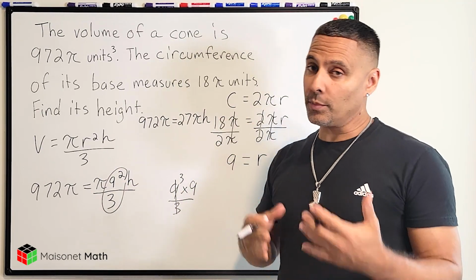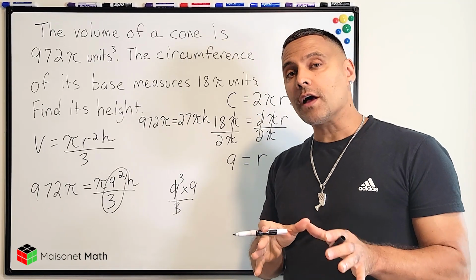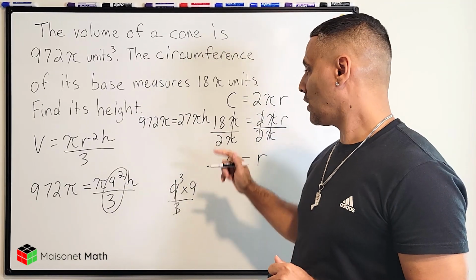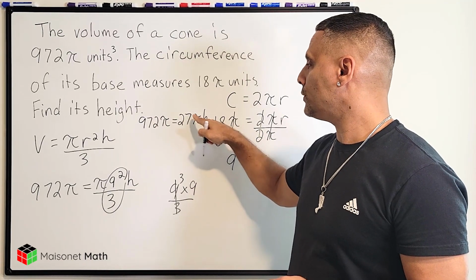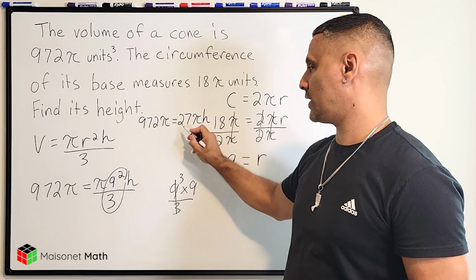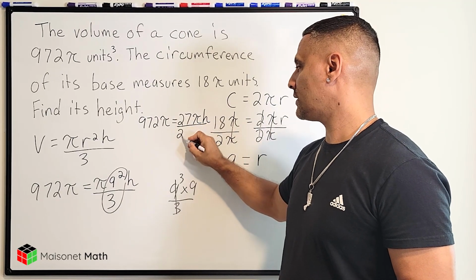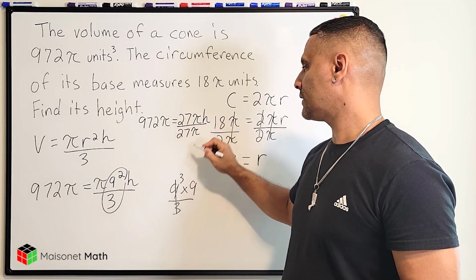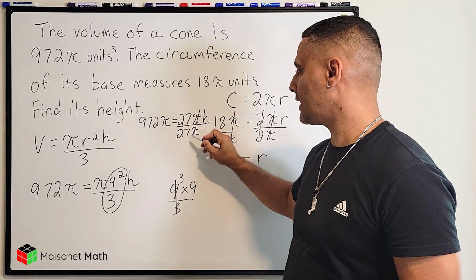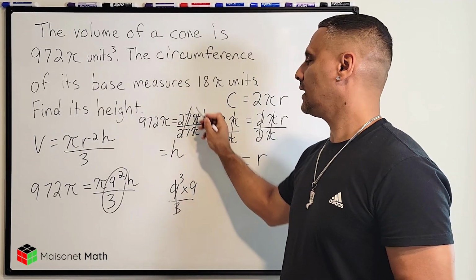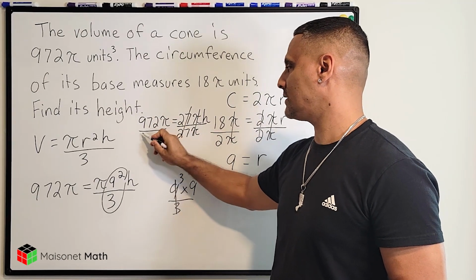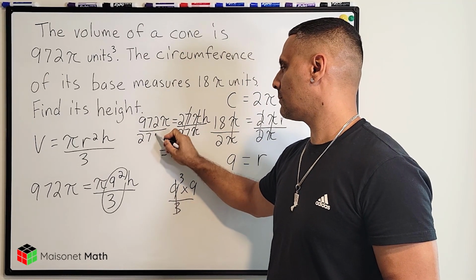All right, so we're almost to the end here. Remember, we're solving for the height of the cone. So we want to isolate the variable h. So we are going to remove 27 pi on this side of the equation by dividing 27 pi by itself. And that cancels out the pi and the 27, leaving us just with h, or the height. And we balance our equation by dividing the other side by 27 pi.